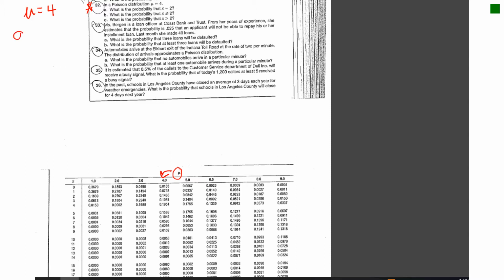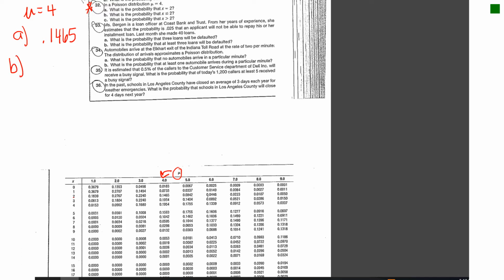And for part A, it says, what is the probability that x is equal to 2? So I find where x is equal to 2, which is right there. And then I go where it intersects, and the answer is going to be 0.1465. That's all you have to do.